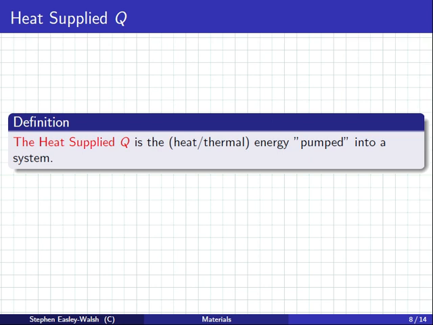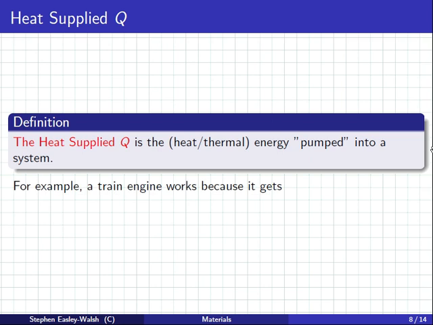Nichrome is a good resistor. You want to maybe weave that into some kind of zigzag pattern and put that at the base of a metal container. And that's it. It's very simple to make an electric heater.